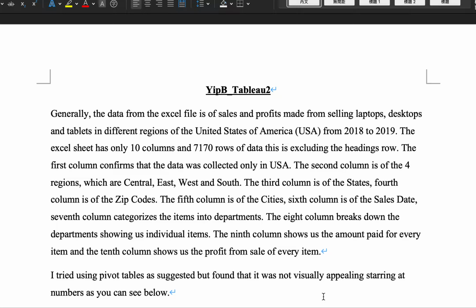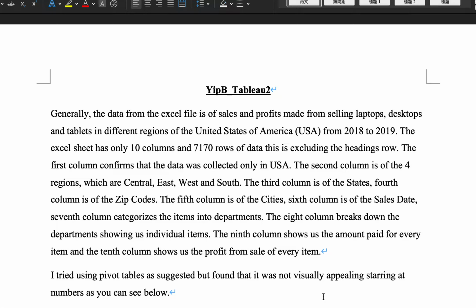The first column confirms that the data was collected only in the USA. The second column is of the four regions, which are Central, East, West, and South. The third column is of the state. The fourth column is of the zip codes. The fifth column is of the cities. The sixth column is of the sales state.